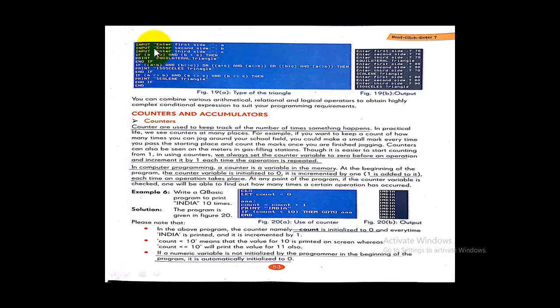So there we input: enter first side, let it be A; enter second side, let it be B; enter third side, let it be C. A is the first side, B is the second side, C is the third side. Now we have entered the third side also.